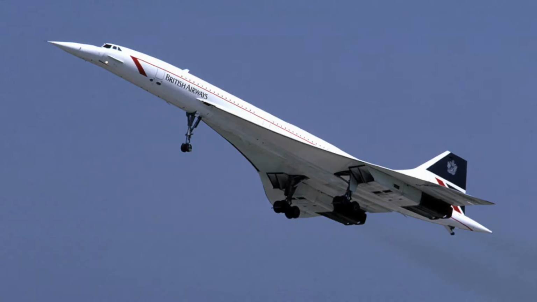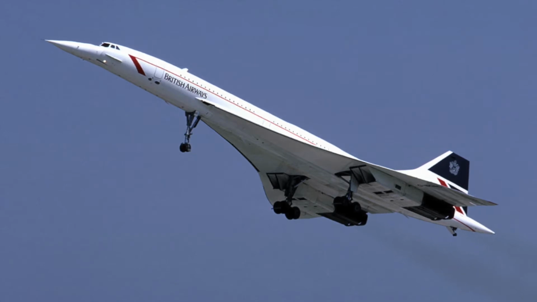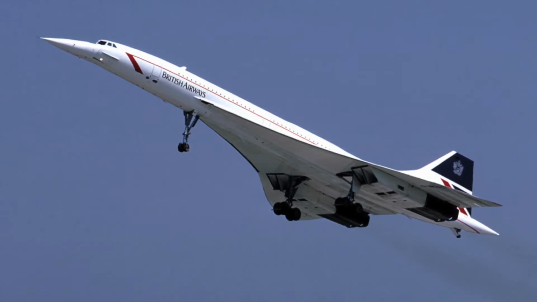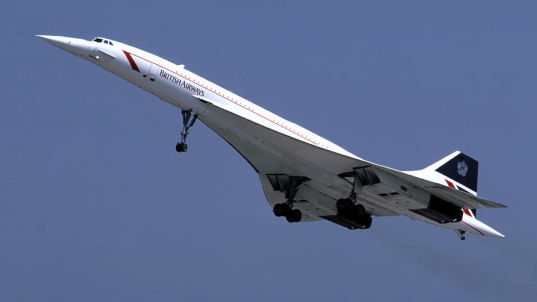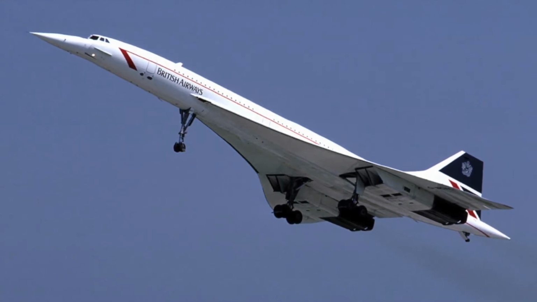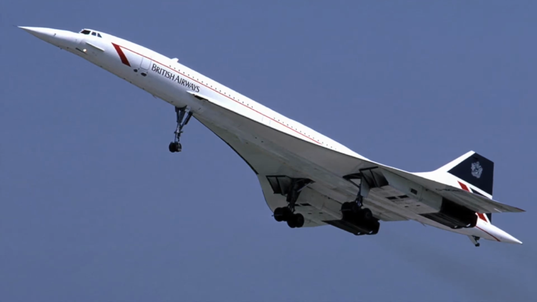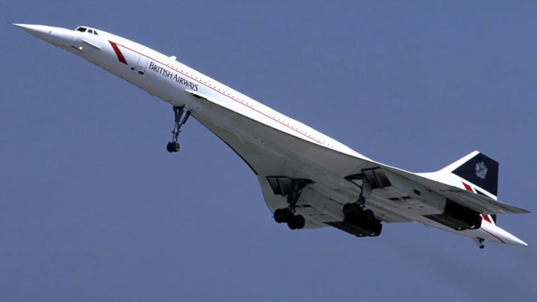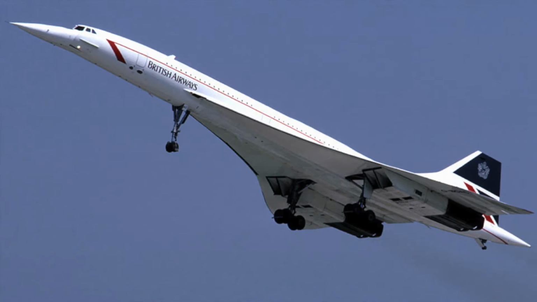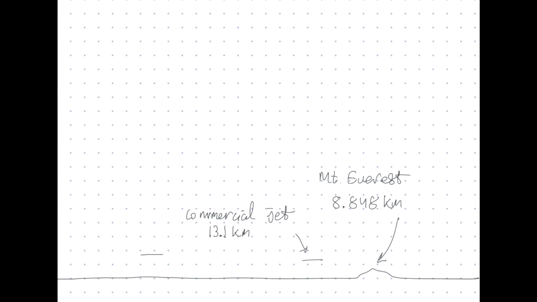Well, commercial airliners don't fly that high, except for this one. This is the Aerospatiale BAC Concorde. And it is a supersonic airplane that used to fly, and it flew at a crazy altitude of 18 kilometers, which is approximately the highest altitude for normal airplanes, including military aircraft, to fly at.